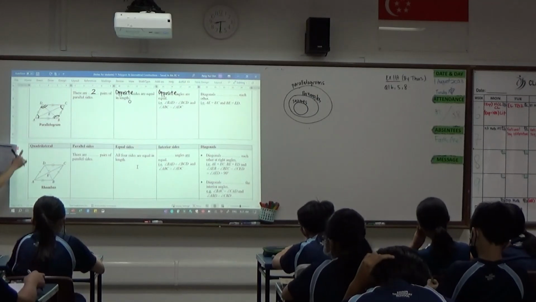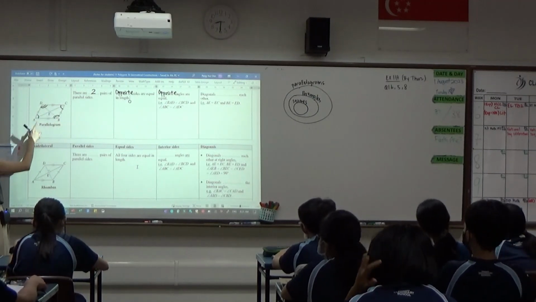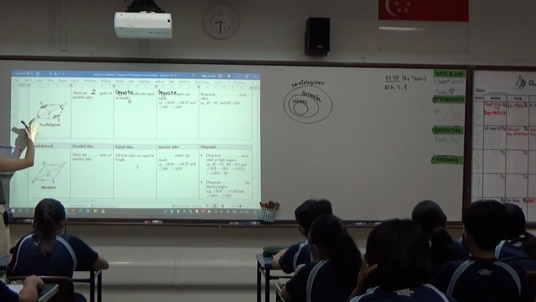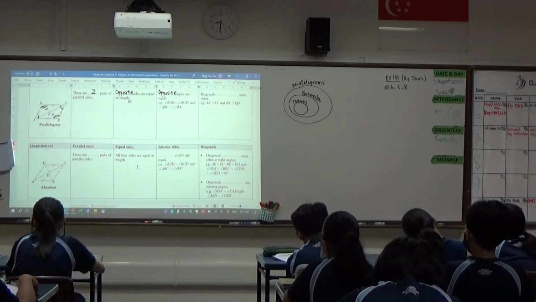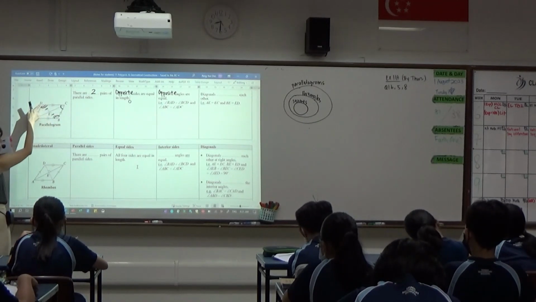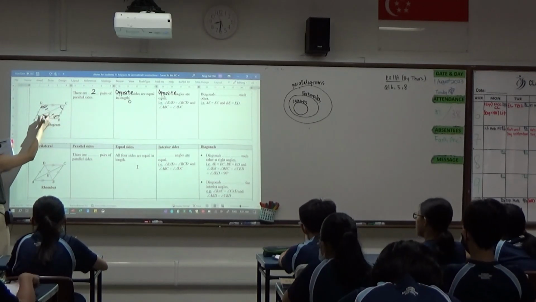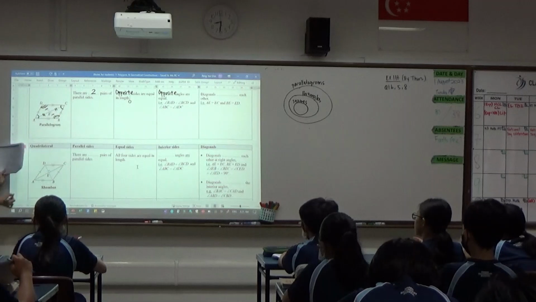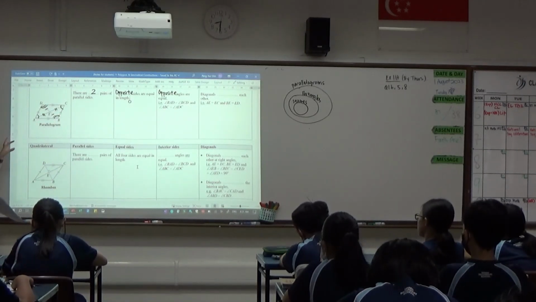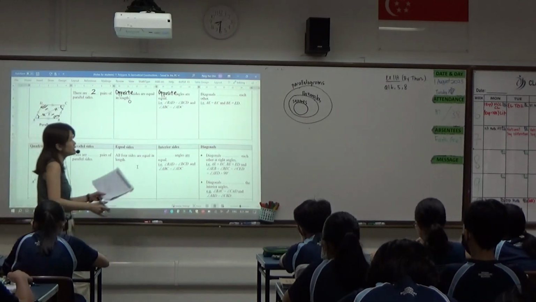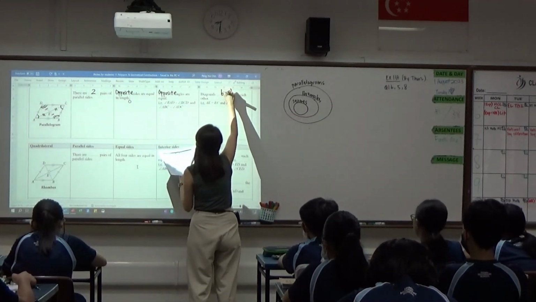Then the diagonals bisect each other. So this diagonal AC will cut the diagonal BD into two equal parts. Likewise, the diagonal BD will cut the other diagonal into two equal parts. Your diagonals in this case for a parallelogram may not be equal in length. So this one is bisect.